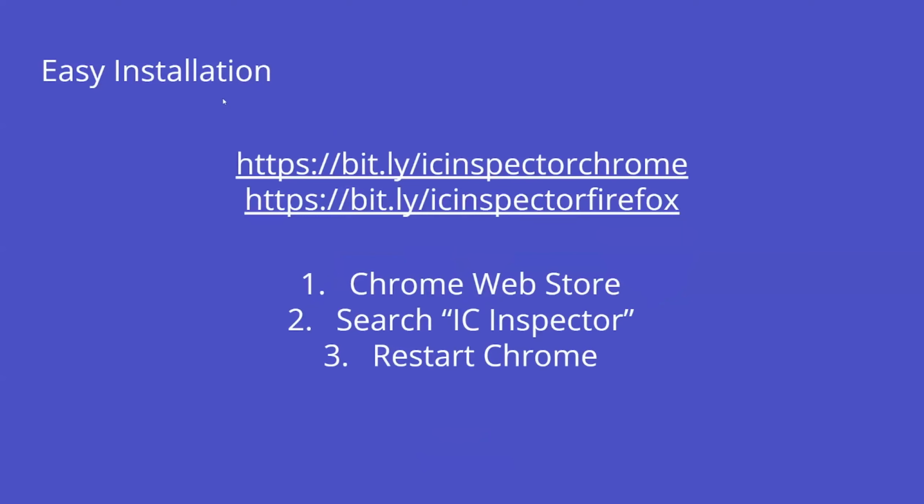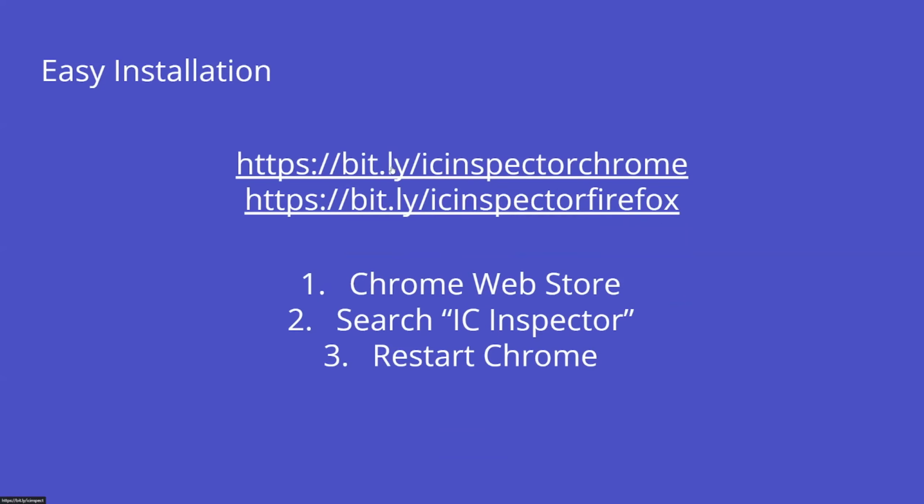So let's get started by installing. And you can use these bit.ly links here if you want, bit.ly/ICInspectorChrome or ICInspectorFirefox, and that'll take you straight to the listing in those browser extension stores. Or you can just go to the Chrome Web Store or the Firefox add-ons directory, search for IC Inspector, and we should be the first result.